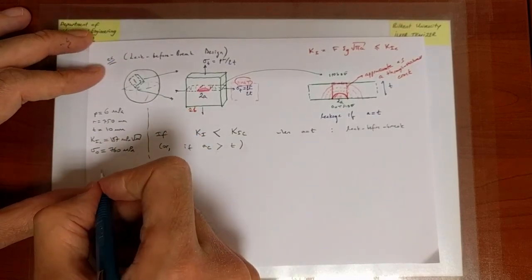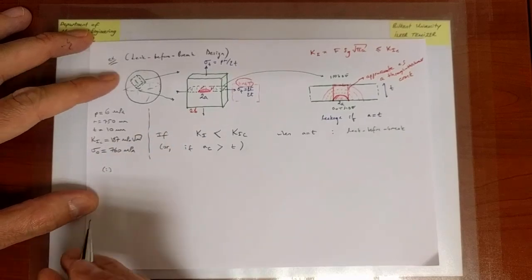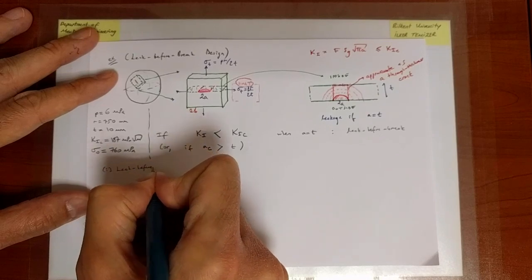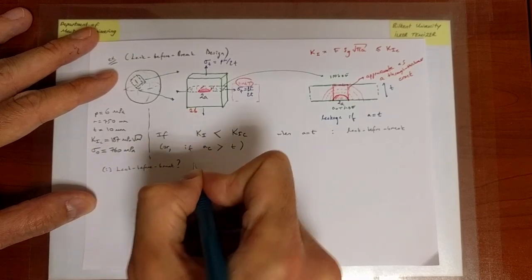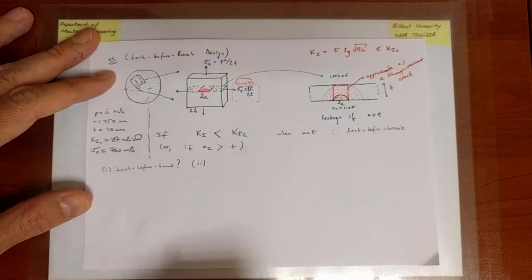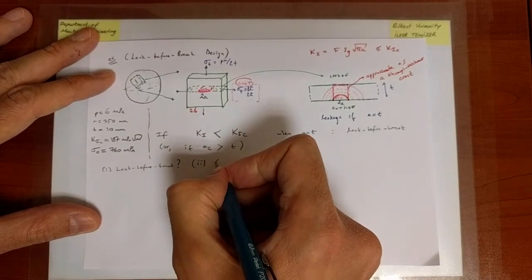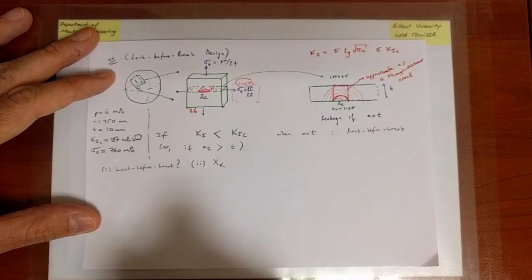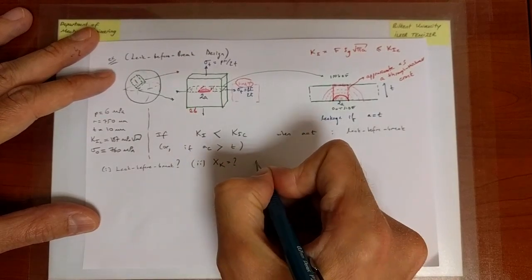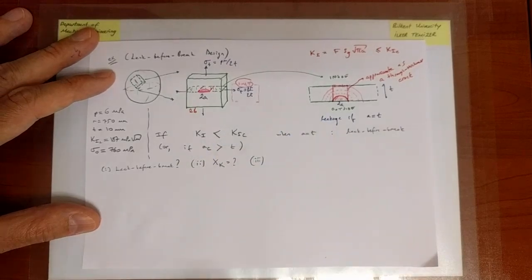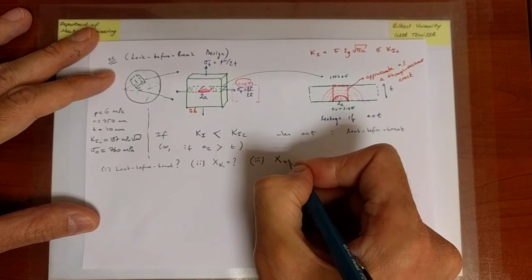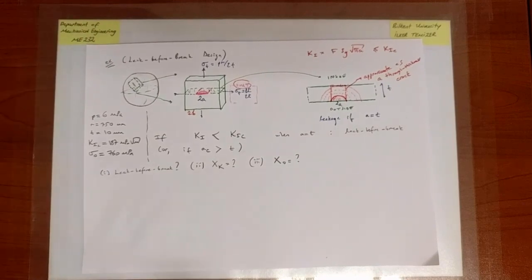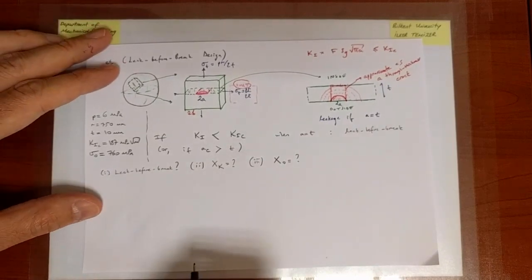And I have three questions. One, do we have leak before break? Two, what is the safety factor on fracture with respect to the value of the stress intensity factor? And three, what is the safety factor against yielding? All right. So let us go ahead and solve this problem.